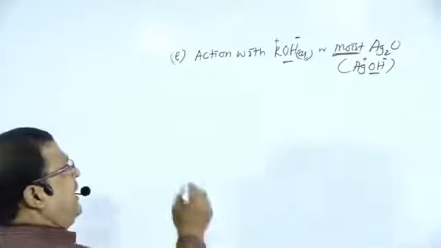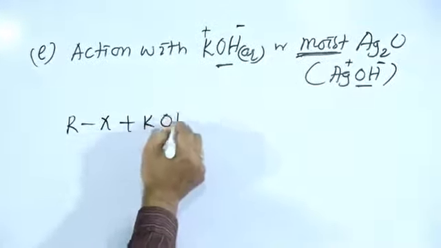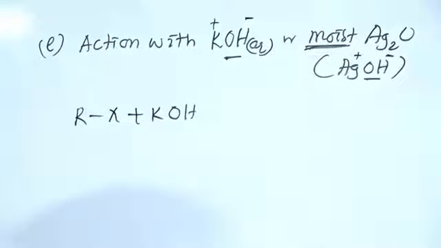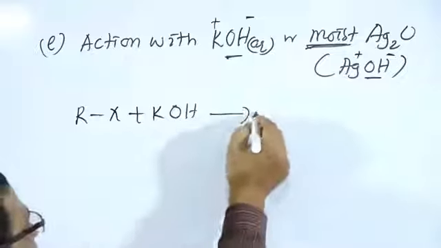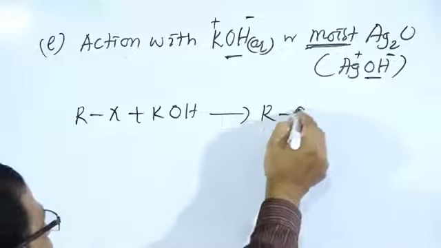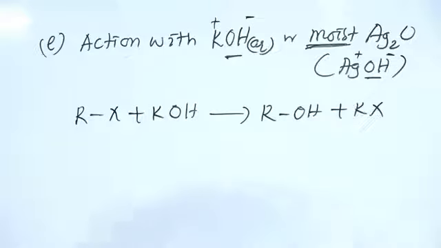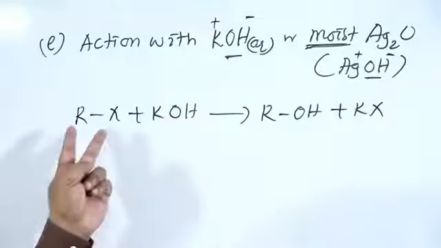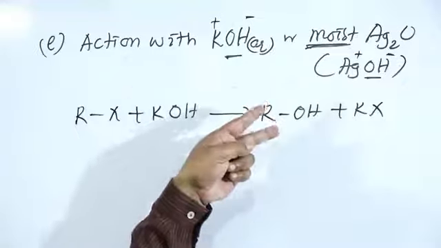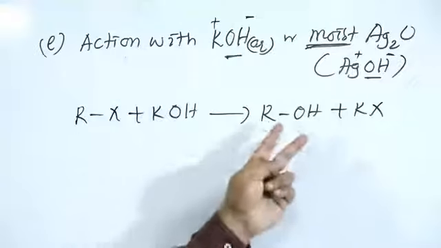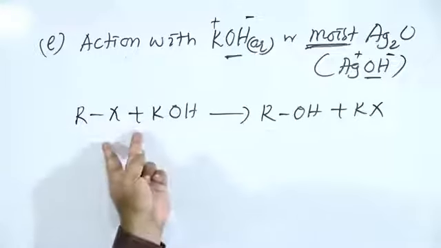So alkyl halide that has been treated with KOH, we have given that example during SN1 and SN2 mechanism. Alkyl halide with KOH aqueous gives ROH plus KX. So whenever alkyl halides are treated with moist Ag2O or aqueous KOH, there is the formation of alcohol. This is regarding methods of preparation of alcohol from alkyl halide.